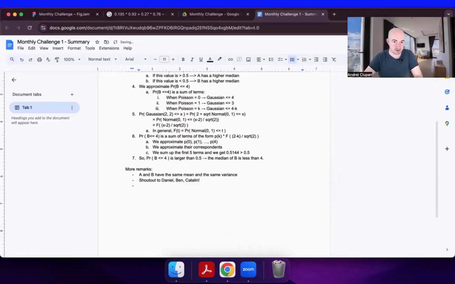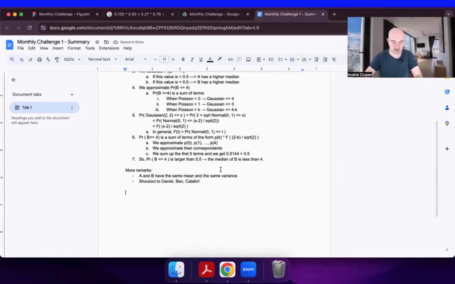And something very, very cool. So above, we showed that the median of Poisson 2 plus Gaussian, I'm going to write it like this. This is a standard way of writing it. So we proved that the median of a Poisson with lambda 2 plus a Gaussian with mean 2 and variance 2 is less than 4.